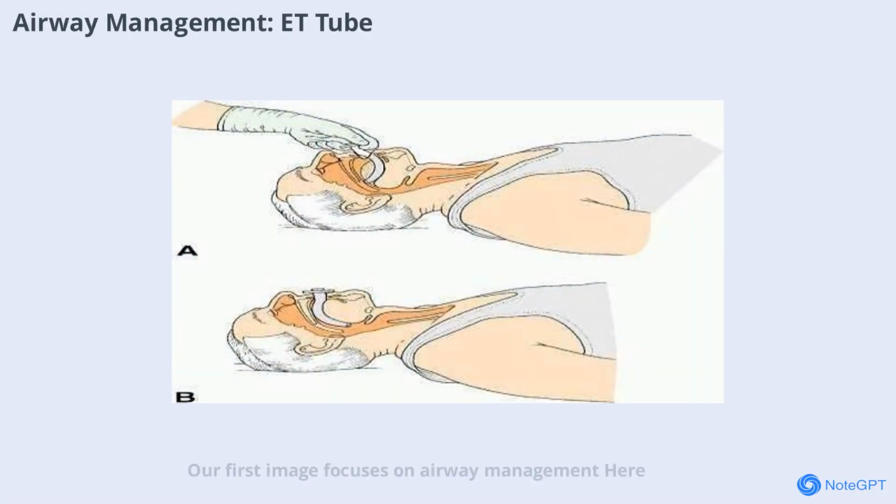Our first image focuses on airway management. Here you see an endotracheal ET tube, a crucial device used to secure the airway in patients who need respiratory support. ET tubes are inserted through the mouth or nose into the trachea, ensuring that oxygen can reach the lungs effectively. They are commonly used during surgeries and emergency situations, and for patients who cannot breathe on their own. The ET tube is easily recognizable by its clear, flexible tubing and the presence of measurement markings along its length. Understanding its appearance and function is vital for anyone involved in acute care.